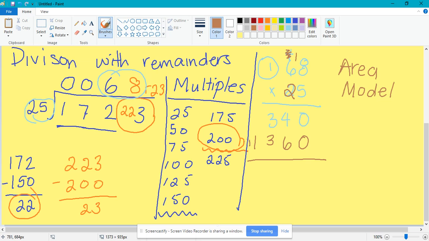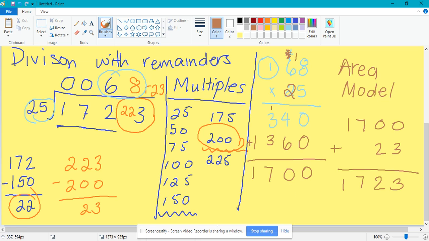All right, so now let's add this up. 0 add 0 is 0. 4 add 6 is 10. Carry the 1. We get a 7, and then the 1. Okay, so we've got 1,700. But what do we do with that remainder? Well, that remainder just needs to be added on. That is it. So we take 1,700, and then we add 23. 0 add 3 is 3. 0 add 2 is 2. Carry down the 7 and the 1, and our answer is the same.